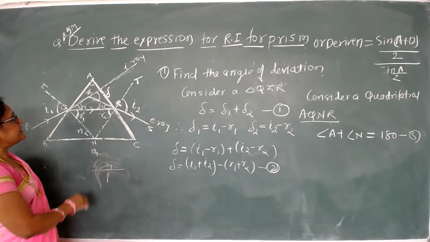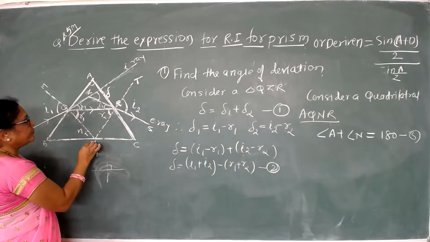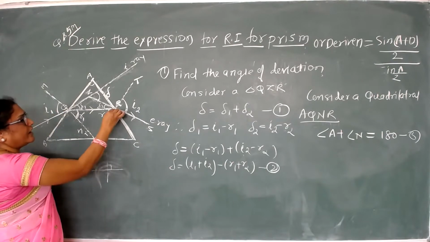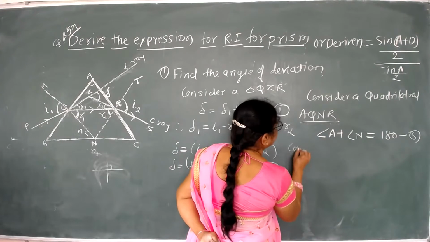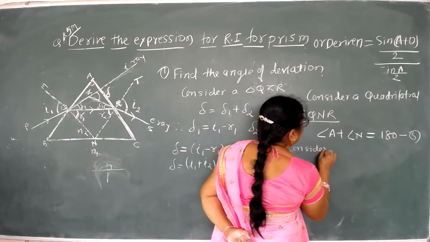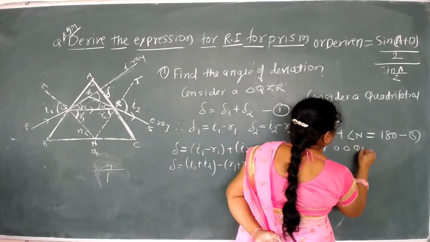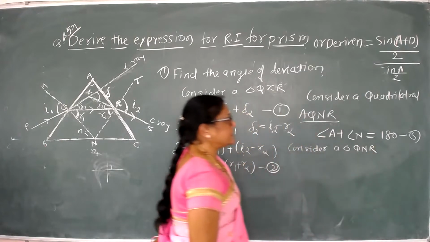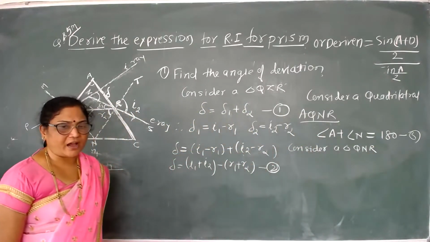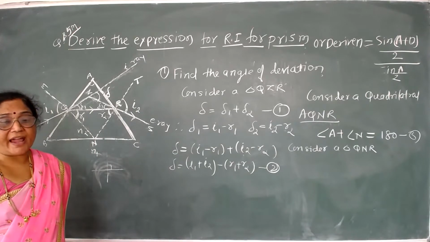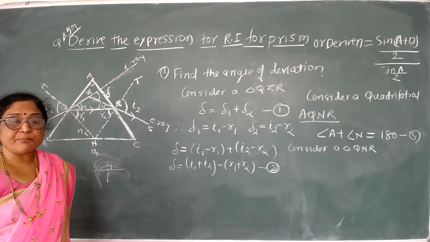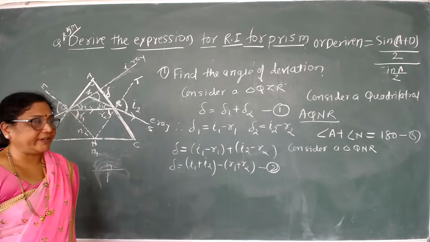Then again consider a triangle QNR. In the triangle QNR, there are three angles, and the sum of the three angles is equal to 180 degrees.